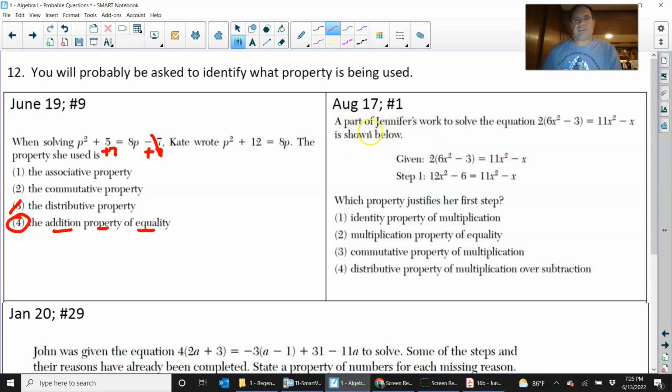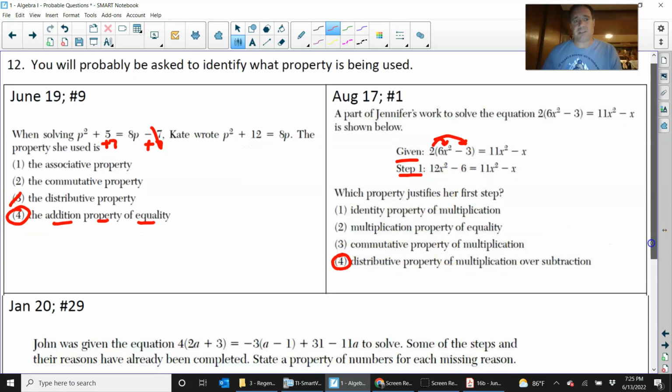August 2017, number 1. First question on the test. Part of Jennifer's work to solve this equation is shown below. This is the given. Here's the step 1. So what did she do? It looked like she did just that. What property is that? Distributive property of multiplication over subtraction.